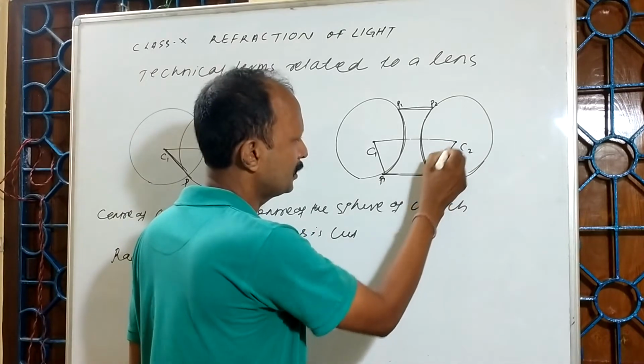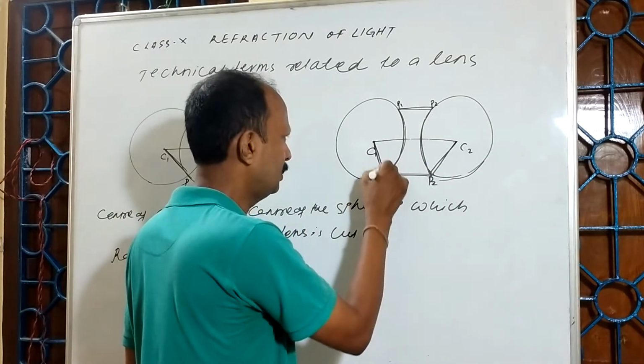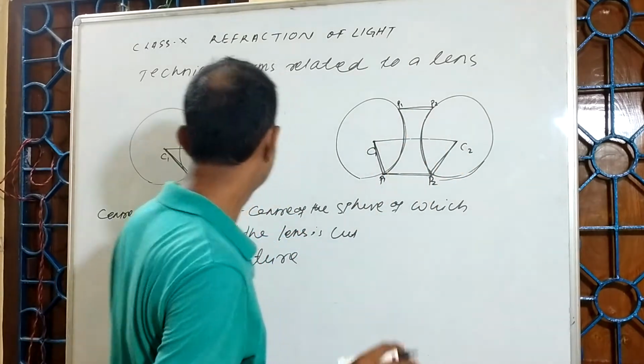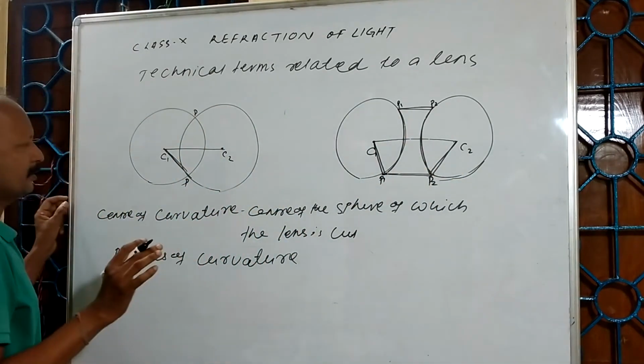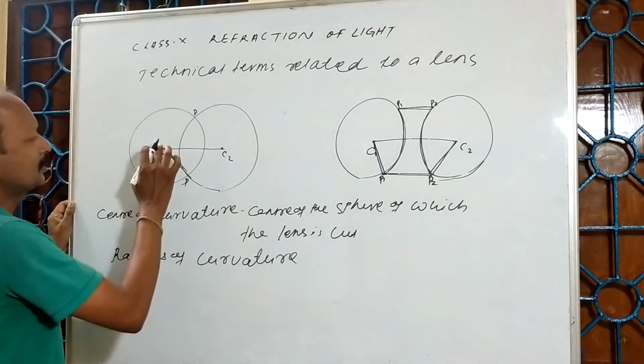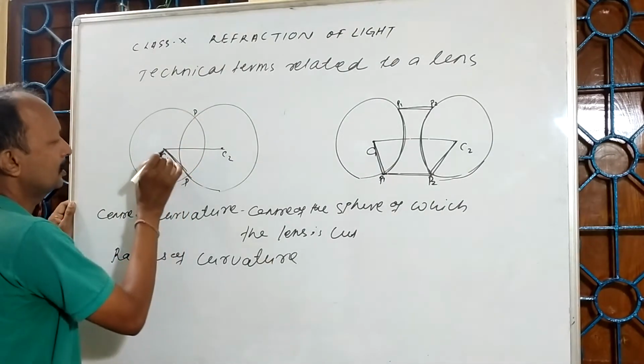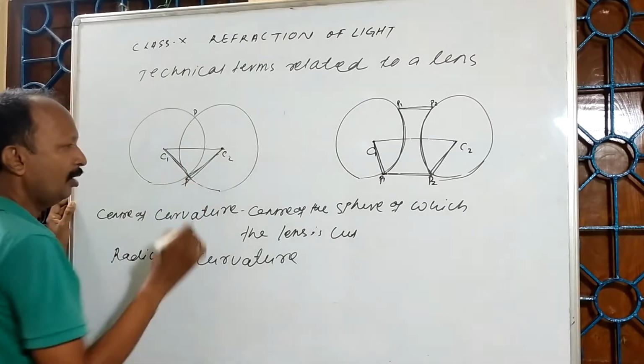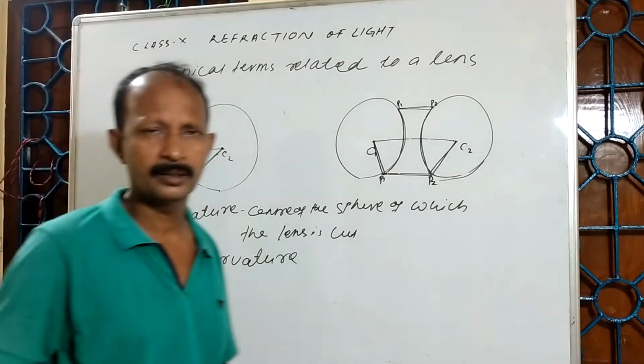You can say this is the radius of curvature. This is also a radius of curvature, and this is also radius of curvature.